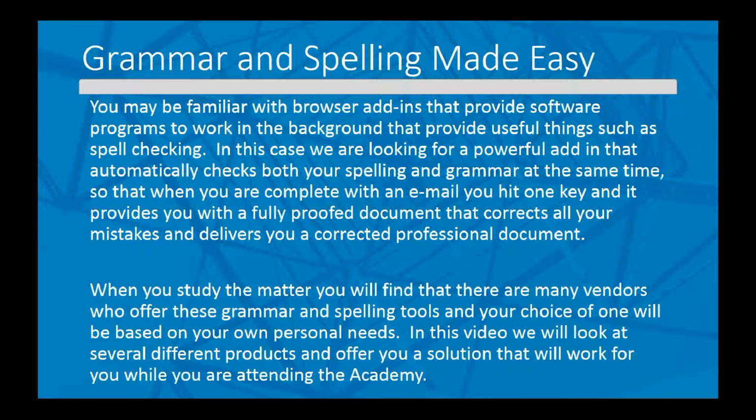So you may be familiar with browser add-ins that provide software programs to work in the background. And they provide useful things such as spell checking, and there's all sorts of add-ins that you can do here. In this case, we're looking for a powerful add-in that automatically checks both our spelling and the grammar at the same time. So that when we've completed an email or a letter or whatever, you hit one key and it provides you with a fully proofread document and it corrects all the mistakes. It's pretty cool, huh? You just type it in, hit a button, and wham, it just fixes it all.